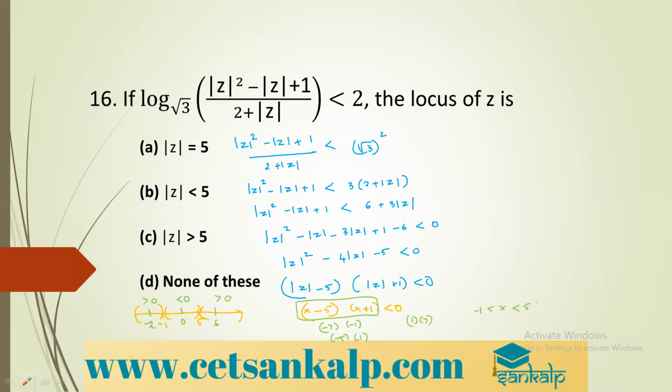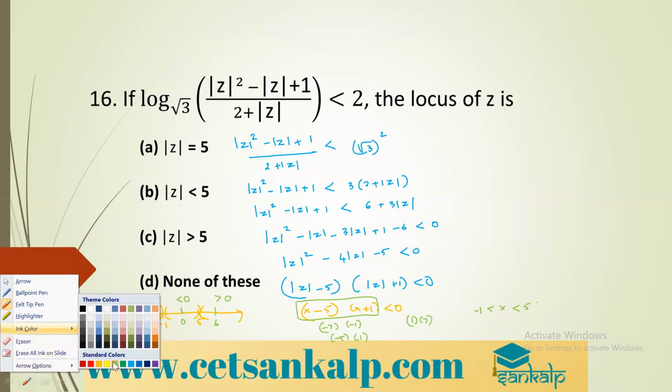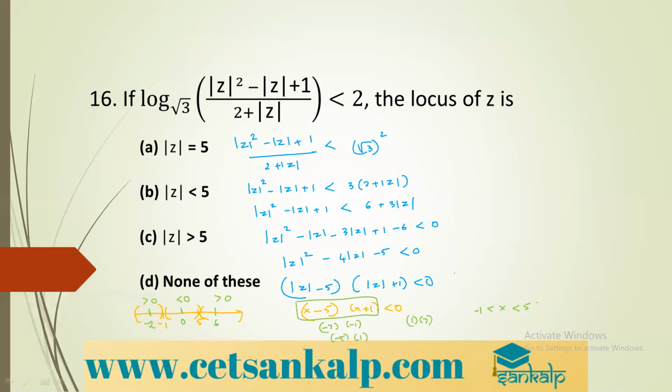The same thing I can write for modulus of z also. So from this I will say, if I want to write the inequality, modulus of z will be between minus 1 and 5. So which option is coming true? B. Like this I can solve any inequality with the help of number line. Okay, let's go to the next question.